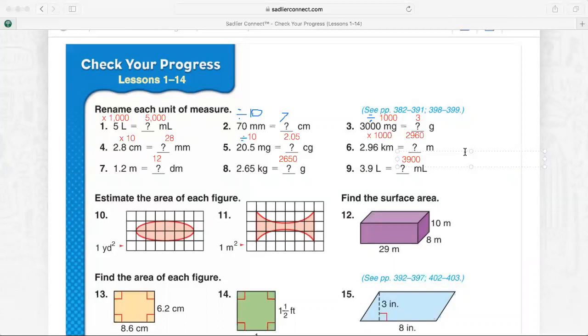Now, do you remember the formulas of the area? Area of the rectangle, area of the square, area of the parallelogram. Who remembers?